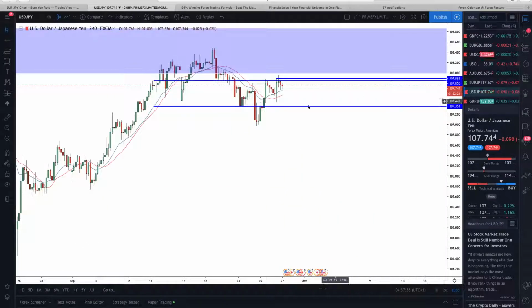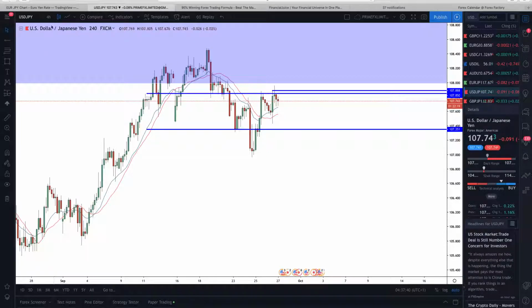Looking at USD JPY as well, I made that short call yesterday from around 108.700, and we are just slightly in a little bit of a drawdown.